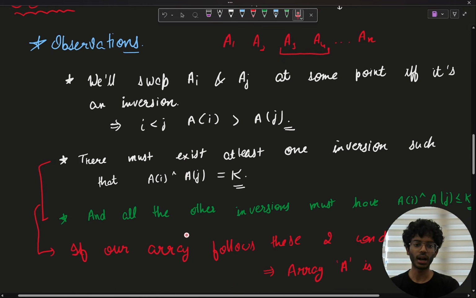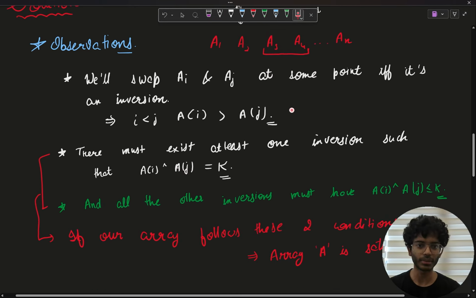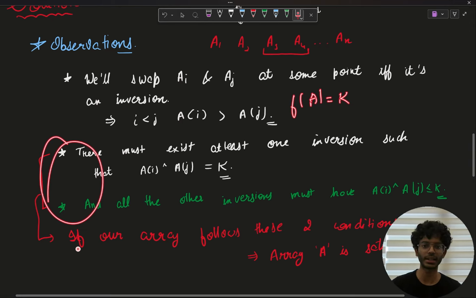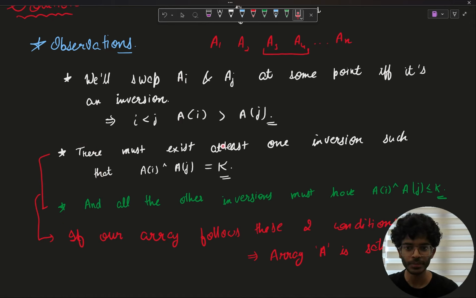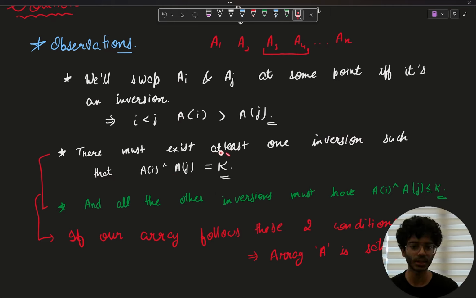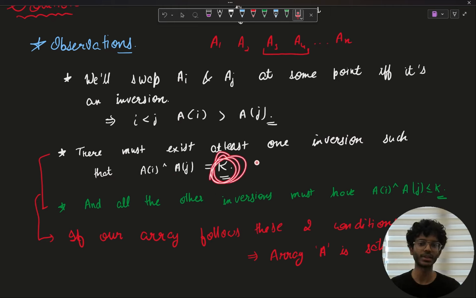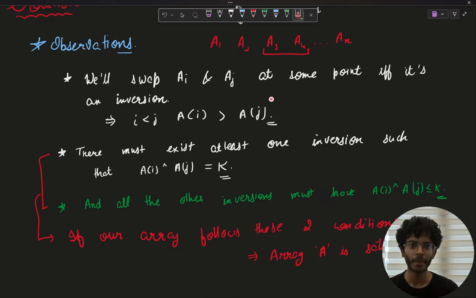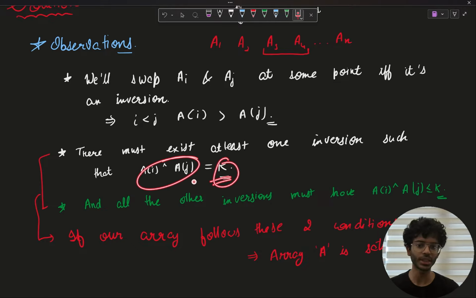For f of a to be equal to k, these are the two necessary conditions. What is the first condition? There must exist at least one inversion such that A of I XOR A of J is equal to k. Otherwise, the answer could be either less than k or bigger than k. So there must be at least one pair such that A of I XOR A of J becomes exactly equal to k.